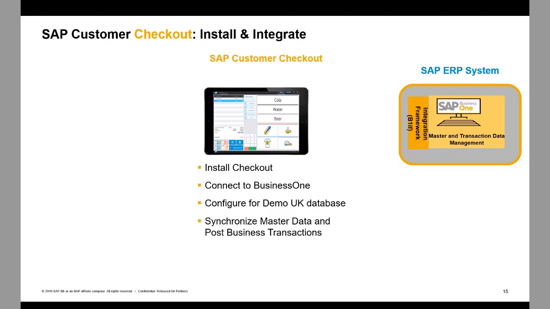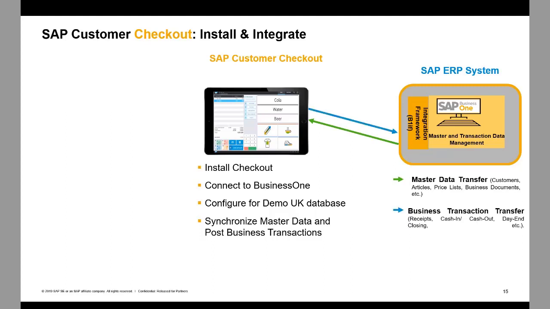Then I will synchronize master data from Business One into Customer Checkout, and I will post business transactions from Customer Checkout into Business One. How does it look? It looks like this. I will fetch master data from Business One into Checkout. This master data will be stored locally in SAP Customer Checkout. And when you create business transactions in Customer Checkout, they will be stored locally in Customer Checkout. If you have a connection to Business One, these business transactions will be posted to SAP Business One immediately.